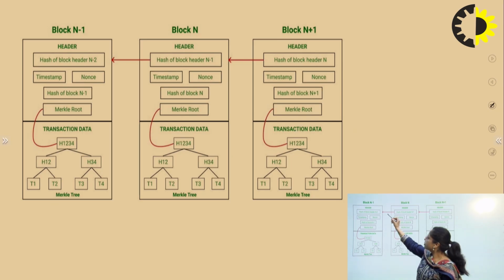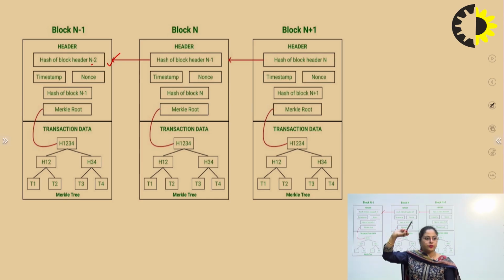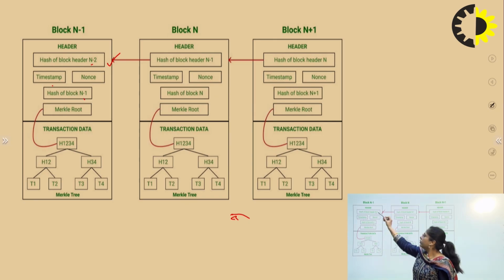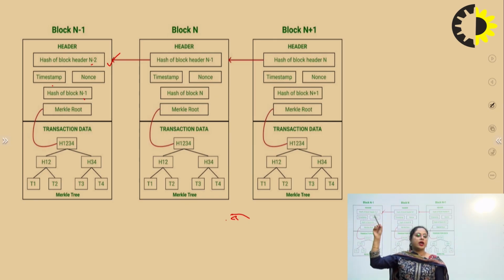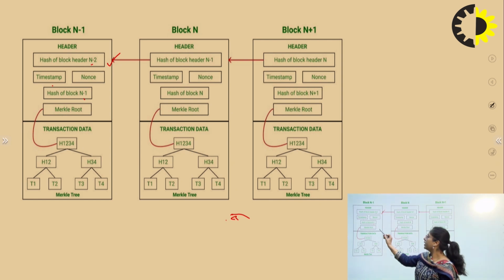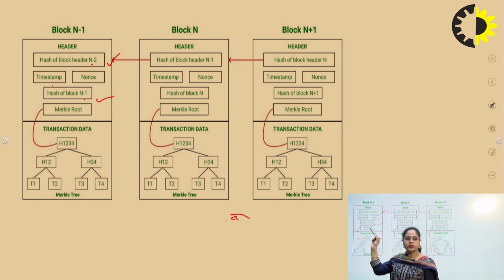In the header section, there is the hash of block header n-2, okay, the previous block hash value. After that, the timestamp of that block, the nonce value, which is generated by the peer. The hash of block n-1, which has its own hash value, is stored in this section, that is the hash of block n-1. After that, the Merkle root.